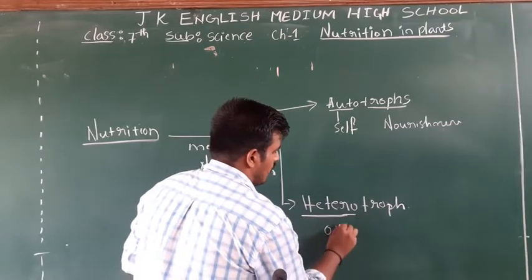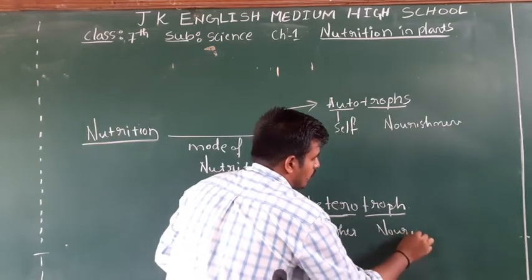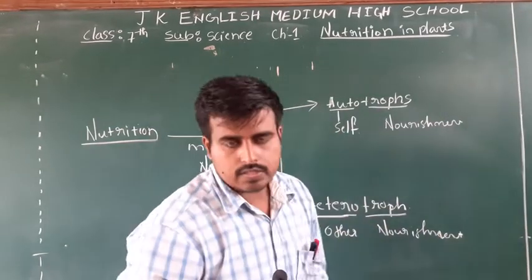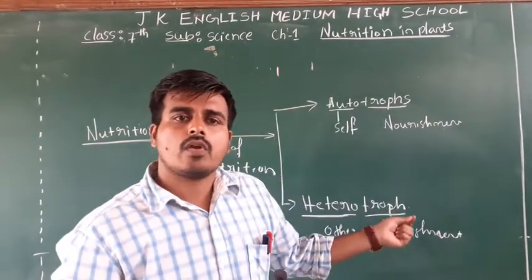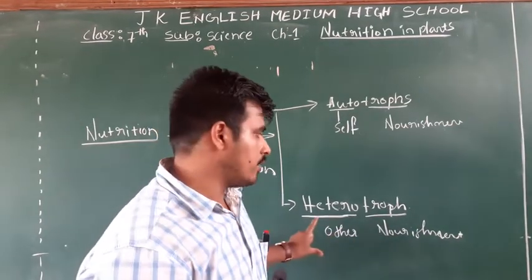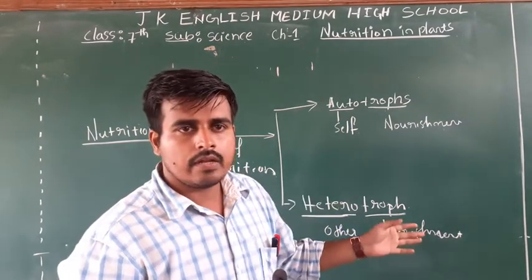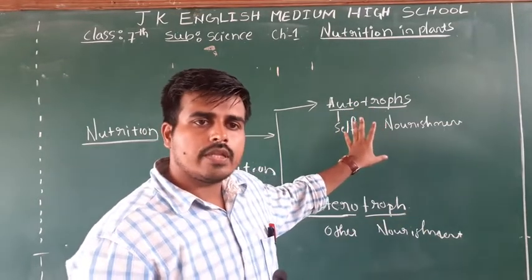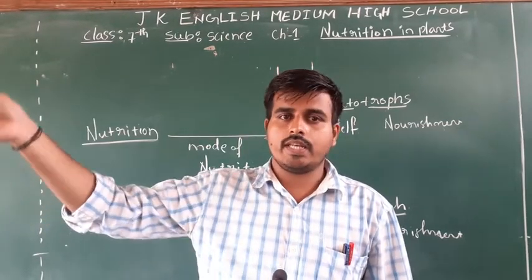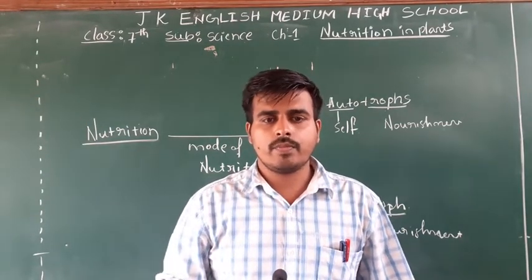Hetero means others, and troph means nourishment. So heterotroph means these living beings depend upon other living beings for their food, because they can't prepare their own food. Such living beings are known as heterotrophs. So we all know plants are autotrophs. Plants prepare their own food. Plants never borrow the fruits which grow on them from any other plants. They will not purchase them from any market. They are able to prepare their own food.